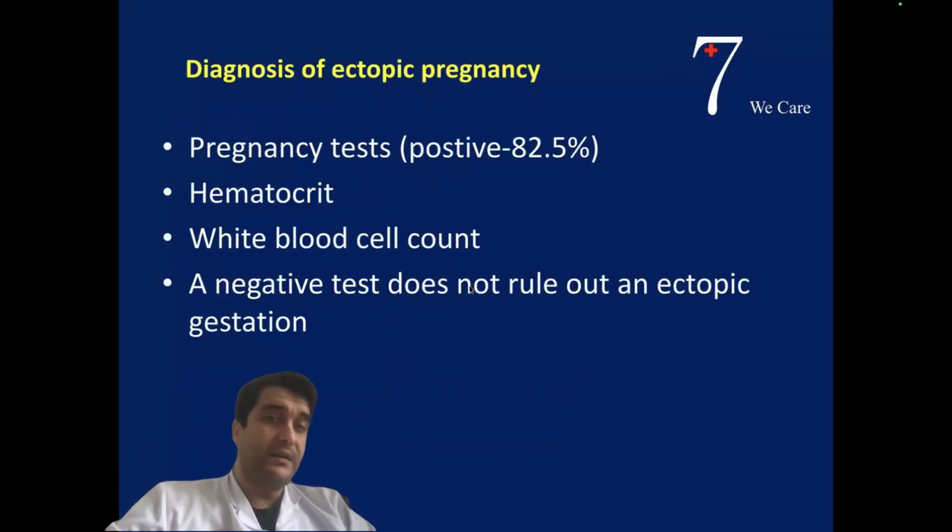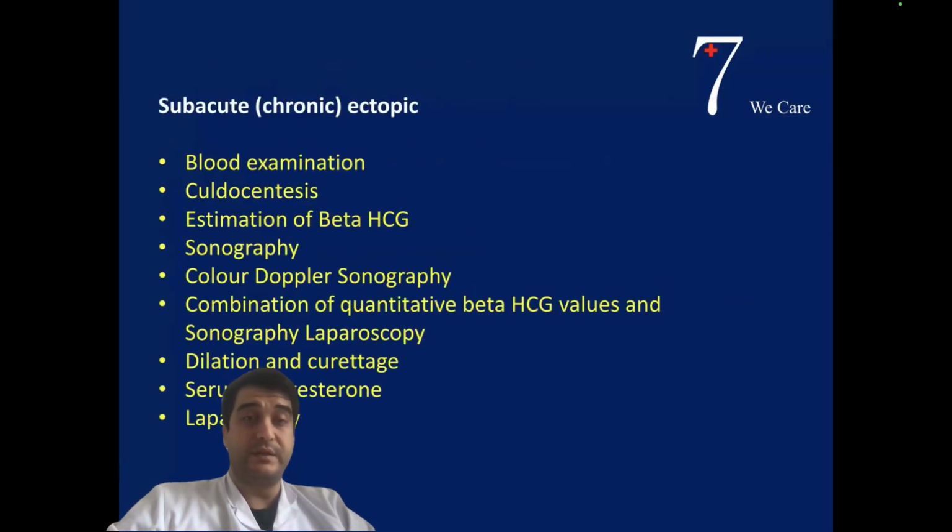Diagnosis: a pregnancy test is positive in more than 82%. Hematocrit and white blood cell count. A negative test does not rule out an ectopic gestation. For chronic ectopic: blood examination, estimation of beta HCG, sonography, color Doppler sonography, combination of quantitative beta HCG values and sonography, laparoscopy, dilatation and curettage, serum progesterone, and laparotomy.